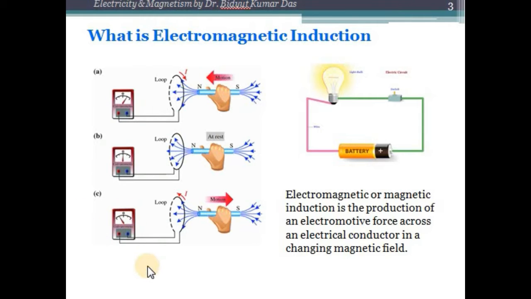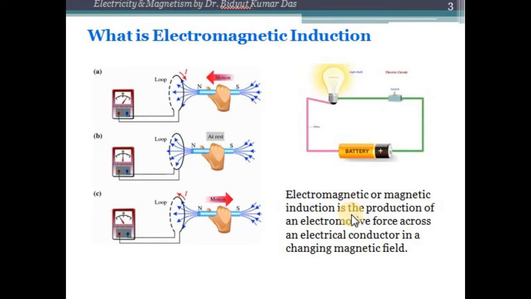Now you can ask, what will happen if I don't move these permanent magnets to and fro from this conducting loop? Then obviously there will be no deflection in this galvanometer. So this is how you can produce a current by changing the magnetic field lines through this conducting loop. And this is basically known as electromagnetic induction.